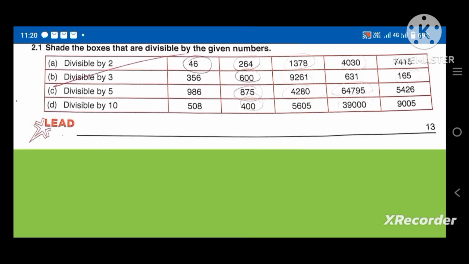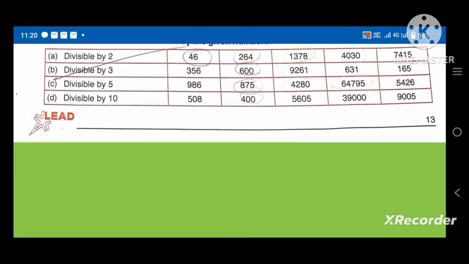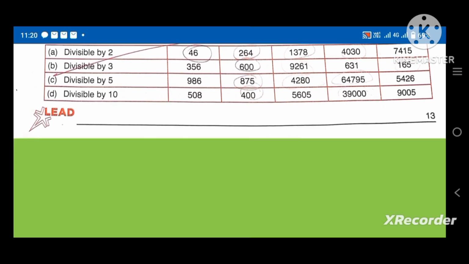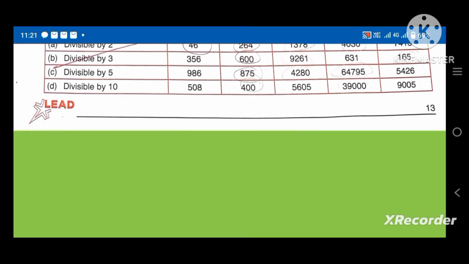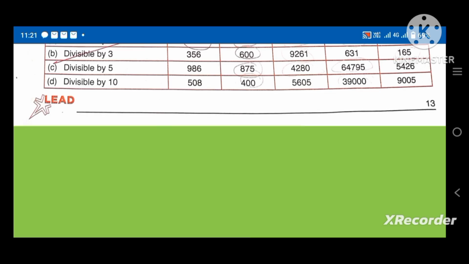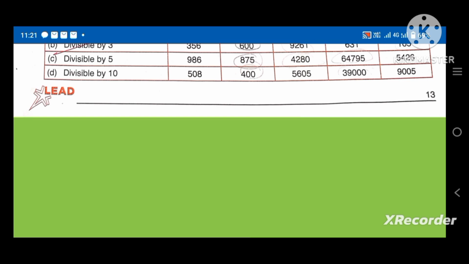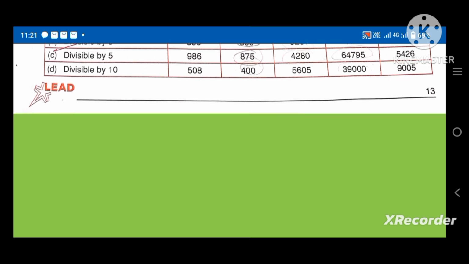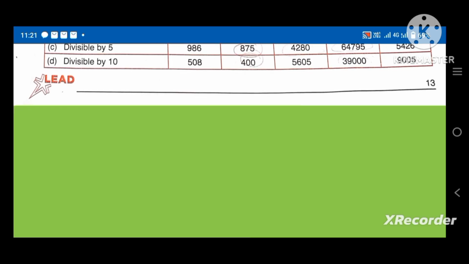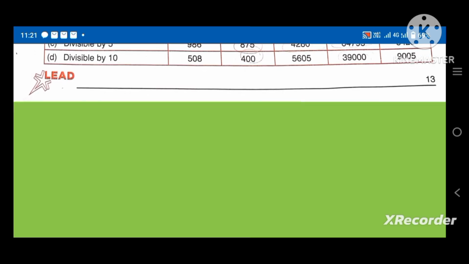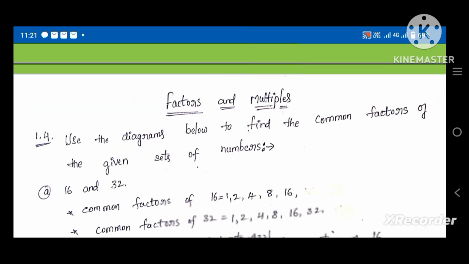C. Divisible by 5: 875. Divisible by 10: 400. And multiples.